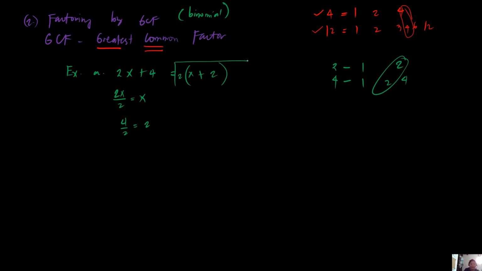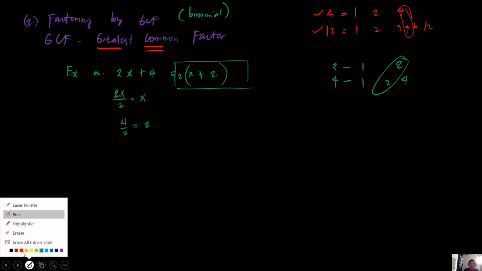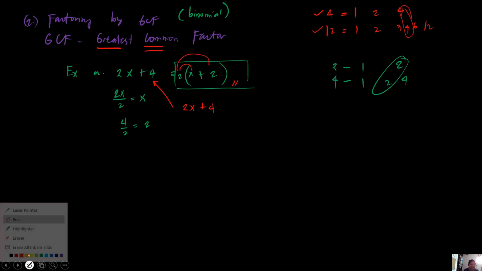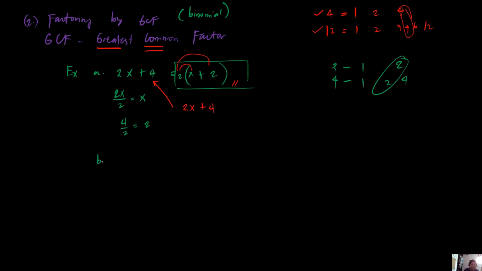So this is your final answer because if you do the distributive property, pag dinistribute nyo si 2 sa x, dinistribute nyo si 2 sa 2, you will get 2x plus 4. Babalik kayo dun sa original expression. Okay, so therefore, 2, the quantity of x plus 2 is our final answer for the factor of 2x plus 4. Okay, let's have letter B.